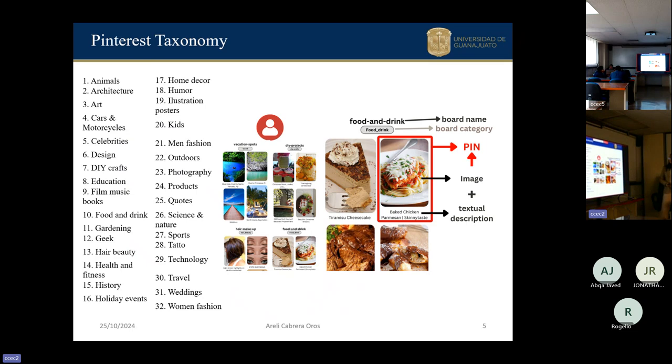For these tasks, we choose to use the Pinterest social network. Pinterest is presented as a visual browser where a user can save pins, and a pin is composed of an image and a textual description. These pins belong to a board, and this board can be assigned to one of the 32 predefined categories from Pinterest. We are saying that these different categories correspond to the interest of a user. That is to say that if a user saves many pins of fashion, this user has an interest in fashion.